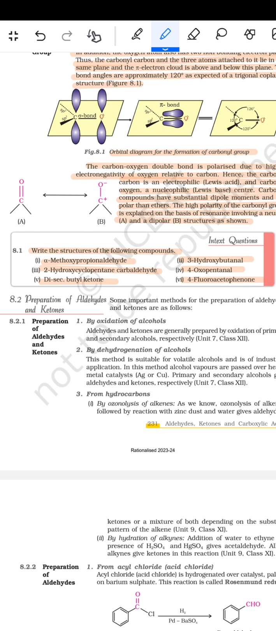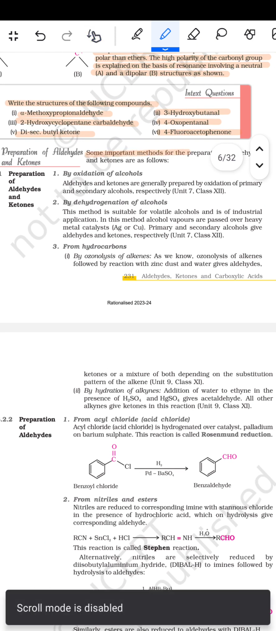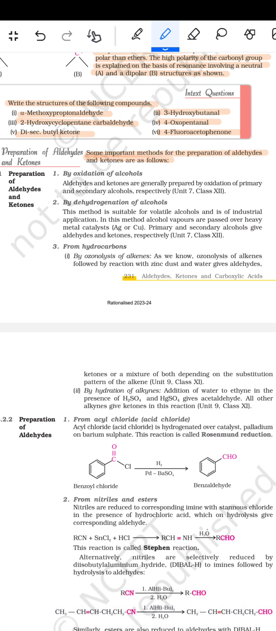Next is the preparation of the aldehydes and the ketones. Some important methods of the preparations of the aldehydes and the ketones are as follows. First, by the oxidation of the alcohols, aldehydes and the ketones are generally prepared by the oxidation of the primary and the secondary alcohols respectively. Second, by dehydrogenation of the alcohols. This method is suitable for the volatile alcohols and is of industrial application. In this method, alcohol vapors are passed over a heavy metal catalyst, Ag or Cu. Primary and the secondary alcohols give aldehydes and the ketones respectively.